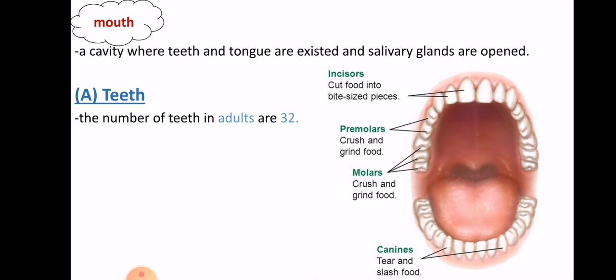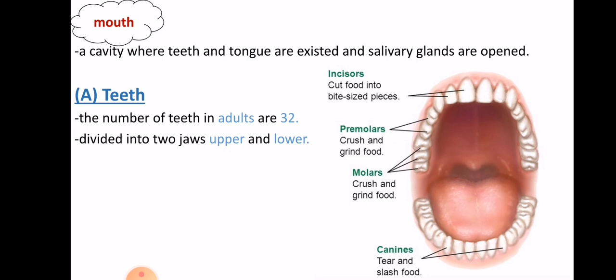Let's speak about the function of the incisors. The incisors are responsible for cutting and tearing the food into small parts. Also, canines are responsible for cutting and tearing the food into small pieces. The molars are divided into two parts, premolars and molars, but in this syllabus, it's not important for you to divide them into these two parts.